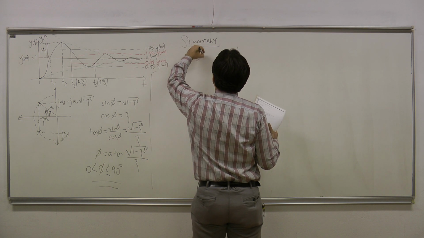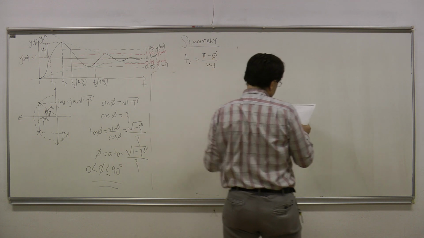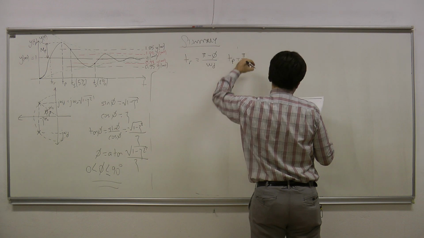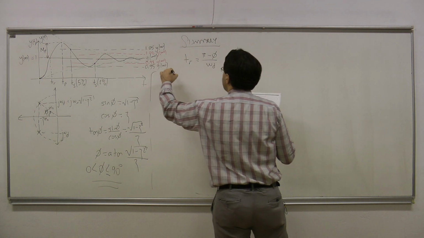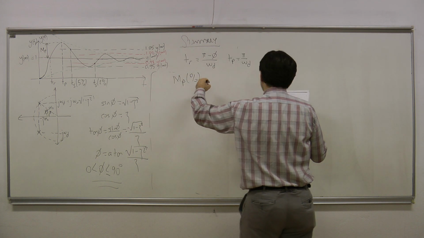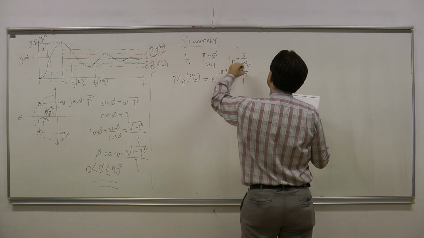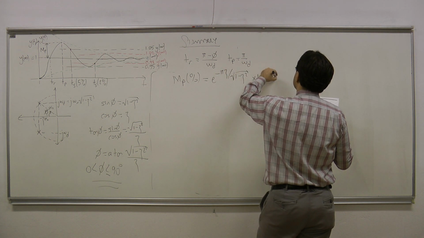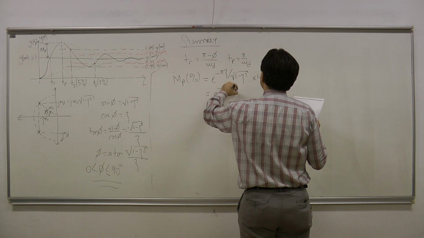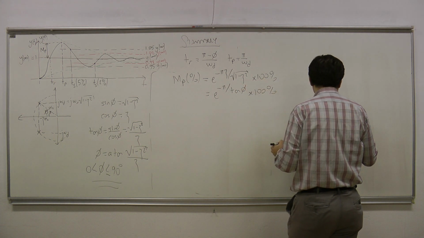So the rise time is pi minus phi divided by omega d. And the peak time is pi over omega d. We have found this. And the maximum overshoot, I will write only the percent overshoot here: e to the minus pi psi over square root of 1 minus psi square times 100%. Or I can write here e to the minus pi over tangent phi times 100%.